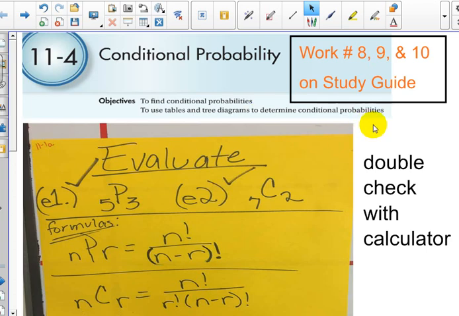Okay, so today we're going to wrap up our chapter on conditional probability with 11.4. We're going to learn to find conditional probabilities in tables. We're not going to work with the tree diagrams, but we're going to use tables to determine these conditional probabilities.